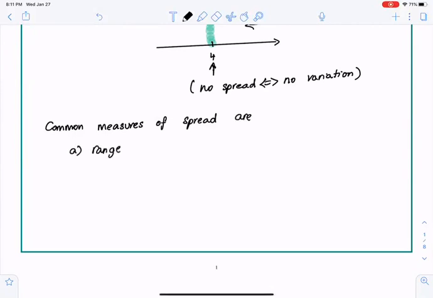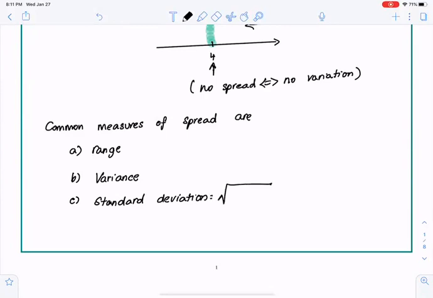So the common measures of spread are range, which is 1, and variance. Last one is the standard deviation. And it is related to the variance. If you take the square root of the variance, you would get the standard deviation.